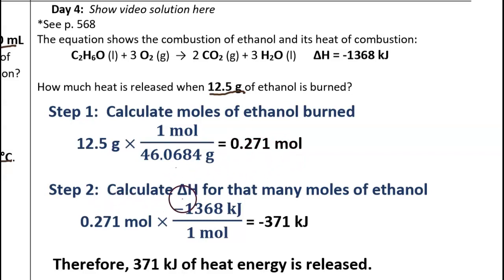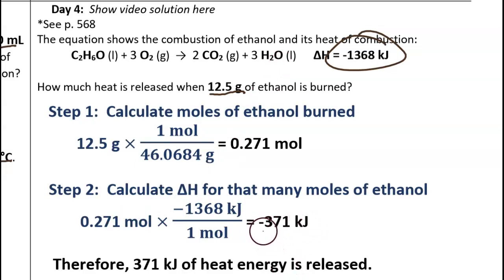In step 2, we can find the change in heat. Take the amount of moles of ethanol that we have and multiply by this conversion factor. That 1 mole of ethanol releases 1,368 kilojoules of energy. That's that value up there that we were given as part of our equation. When you multiply these together, we get the answer negative 371 kilojoules.